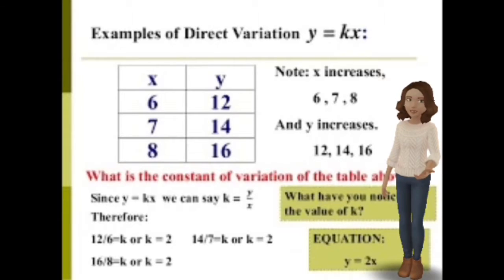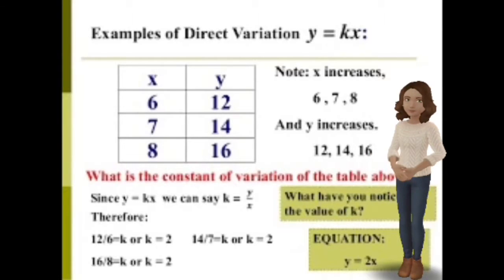In this table we have 6 and 12, 7 and 14, and 8 and 16. Now x increases, as we can see, 6, 7, and 8. And we can also see that y increases as well, so 12, 14, and 16. So we are finding the constant of variation in the table above.